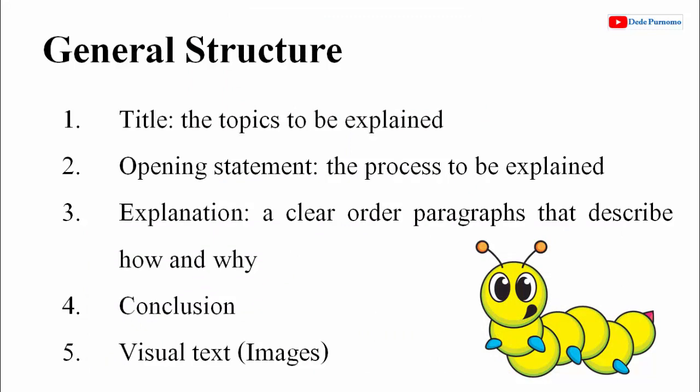General structure. The first, title: the topic to be explained. Second, opening statement: the process to be explained. The third, explanation: clearly ordered paragraphs that describe how and why. And the fourth, conclusion. Fifth, visual text or images.